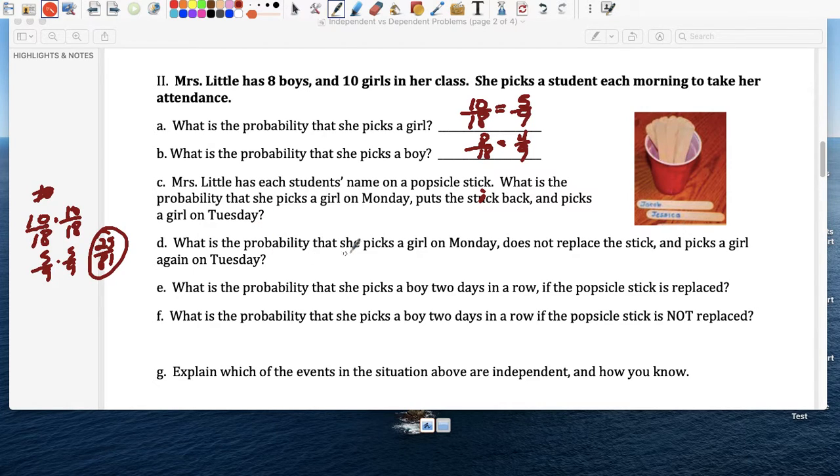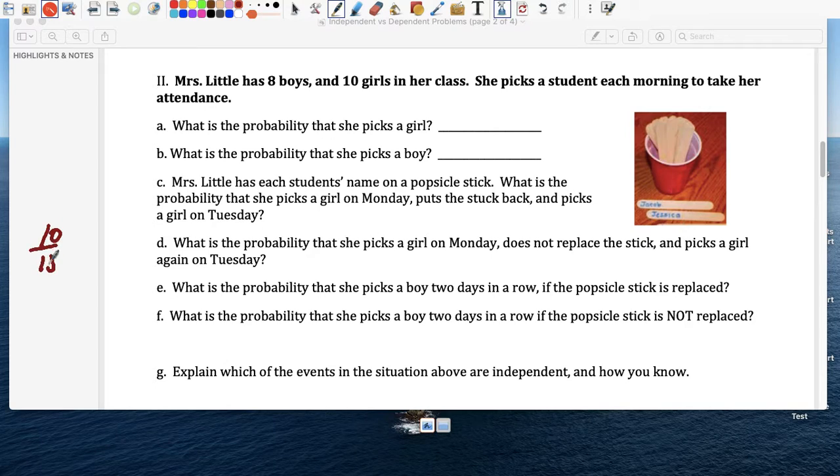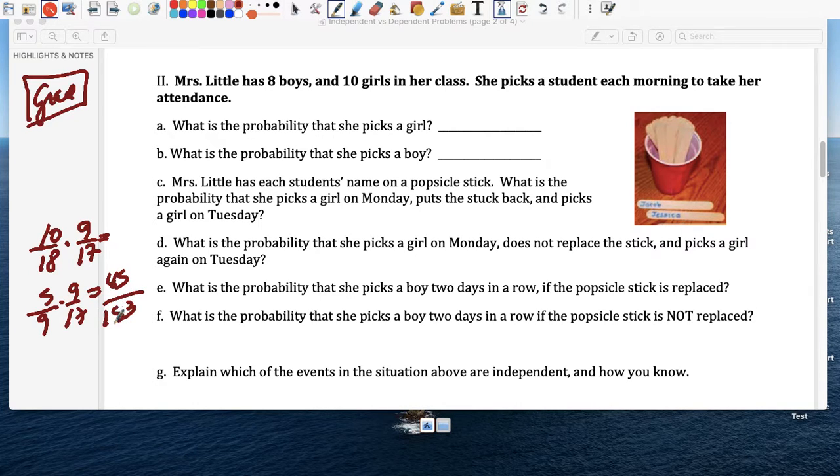Okay. What's the probability she picks a girl on Monday, does not replace, and then picks a girl on Tuesday? Okay, now a different story. Probability of picking a girl on Monday is going to be 10 out of 18, right? And then let's say she picks Grace, and Grace is left out, doesn't get put back in the cup. So when you go back on Tuesday, there are 9 girls in that cup, and obviously there's one less in the total, which is 9 out of 17. So what is that? 5 out of 9 times 9 over 17, which is 45 over 153.